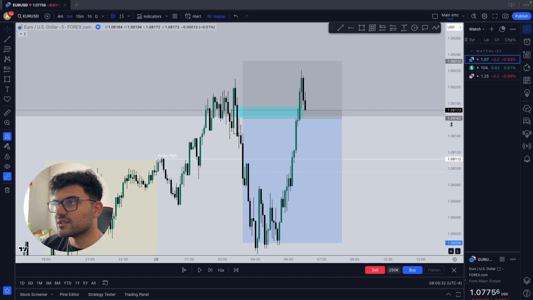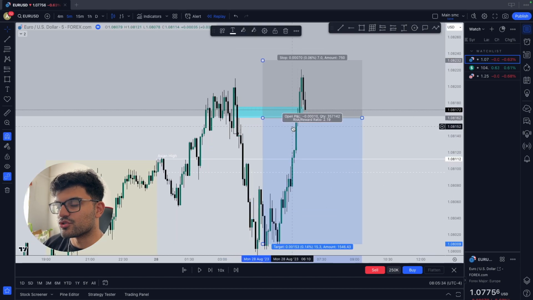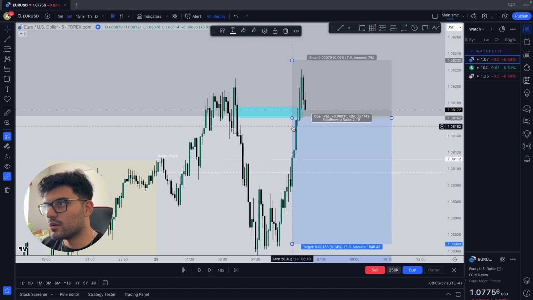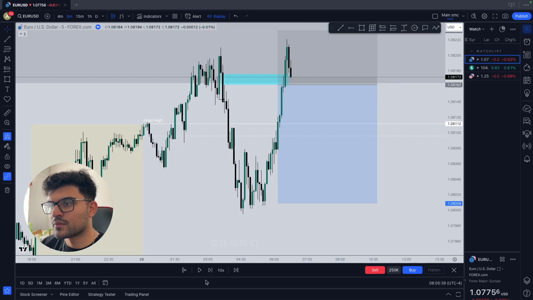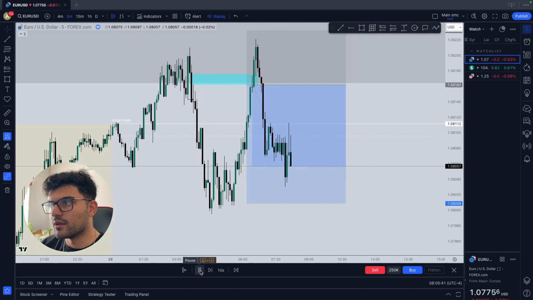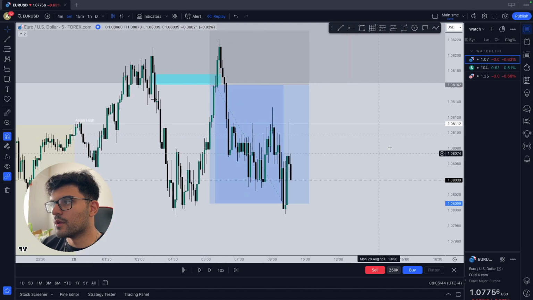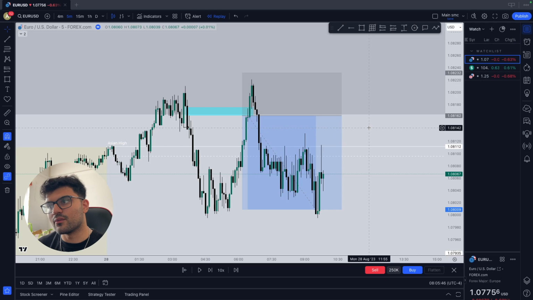We got so close to getting taken out. If you look at this, it's literally like 1 pip away from getting taken out, but didn't get taken out. And right after this, we had a complete sell-off right there. Boom. So that was a 1 to 2 hit trade.